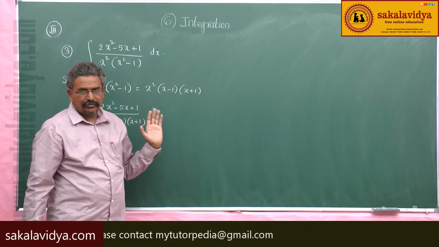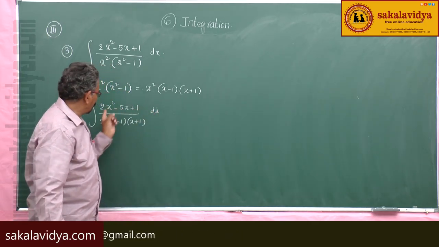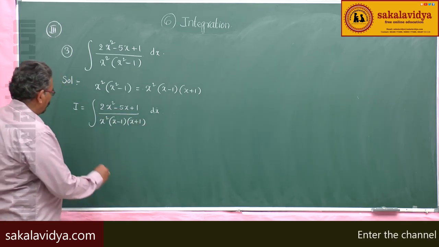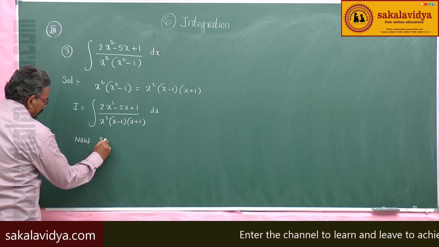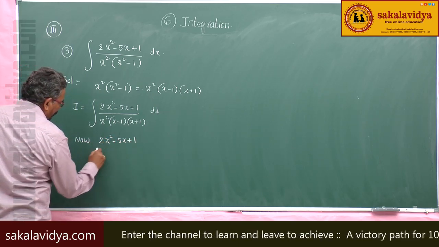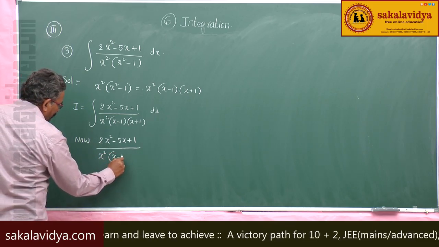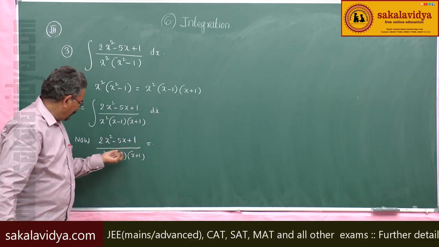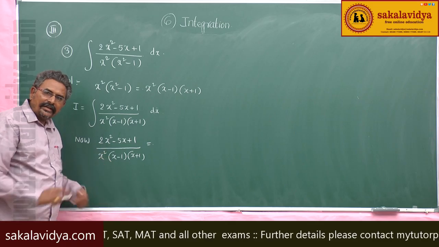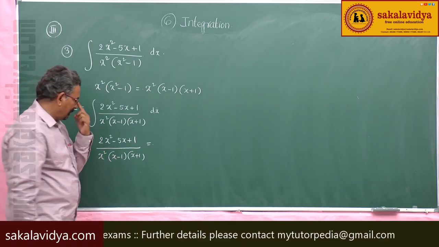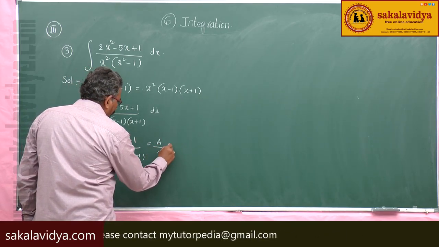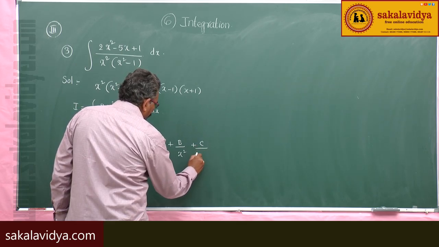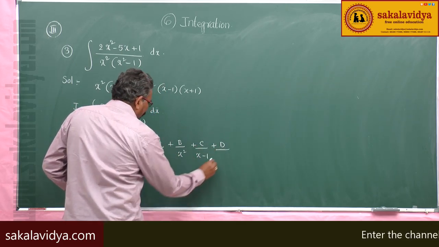In order to split into two or more integrals, we have to find the partial fractions of (2x² − 5x + 1) / (x²(x − 1)(x + 1)). Now, let us find the partial fractions. This comes under rule number 1 for x − 1 and x + 1, whereas for x², the linear factor is repeated, so rule number 2 is to be applied for x². So, we get the partial fractions a/x + b/x², and two more factors: c/(x − 1) + d/(x + 1).